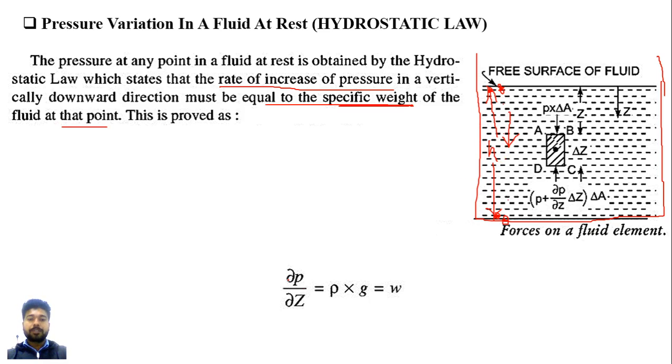Okay, so in today's lecture we will prove that the rate of increase of pressure in a vertically downward direction, that is your Z direction, equals the specific weight or the weight density. We are going to start proving this formula.